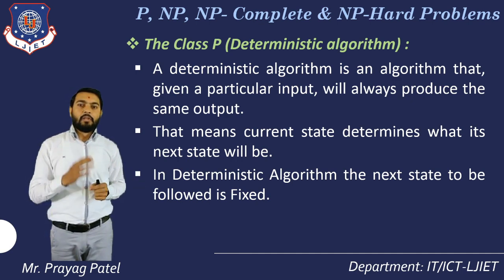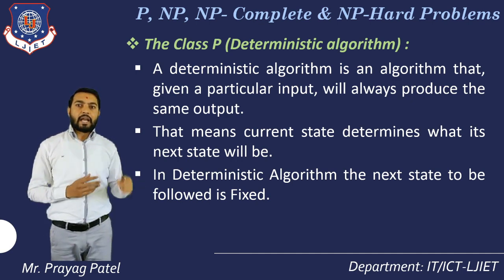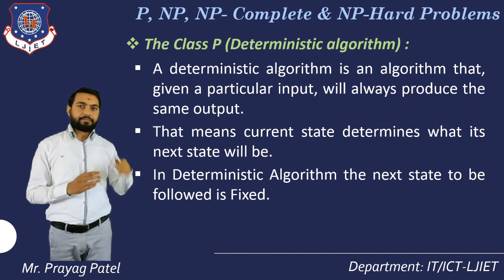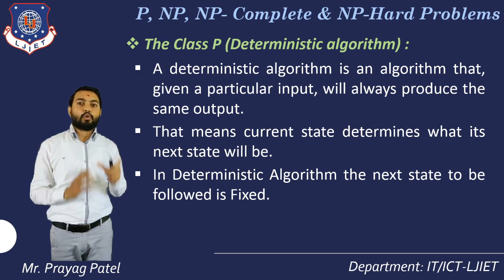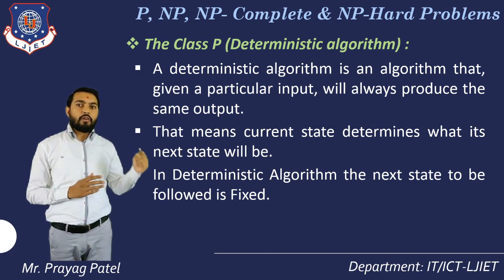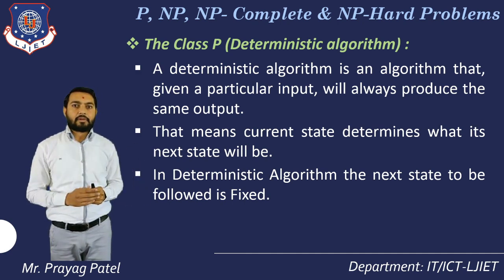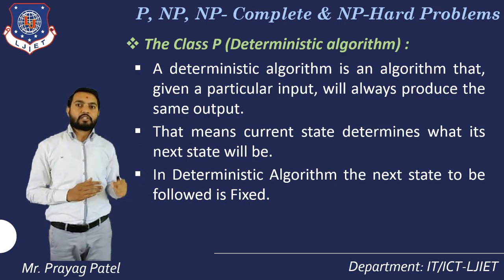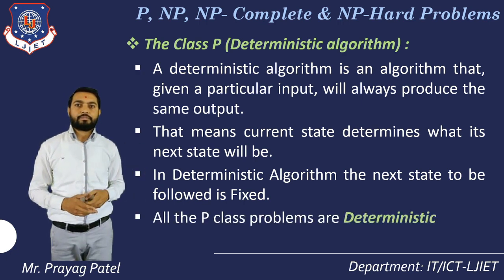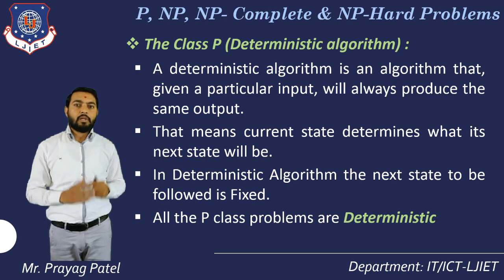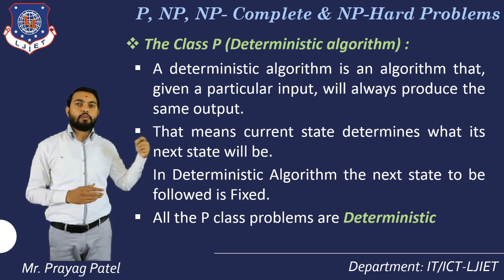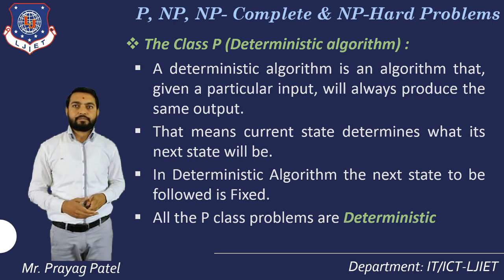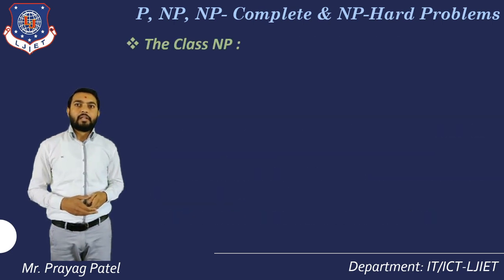In Prim's algorithm, first we select one edge, then after that we select the next node as the nearest node from the selected two nodes. So always we get fixed steps and fixed nodes, and that is called a deterministic algorithm. All the P class problems are considered to be solved using a deterministic algorithm. Now next is the class NP problem.